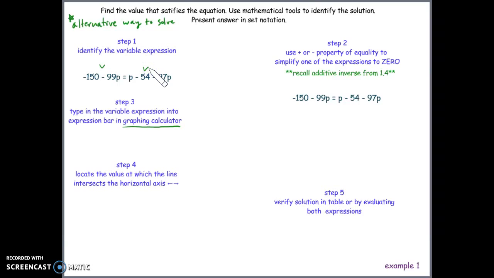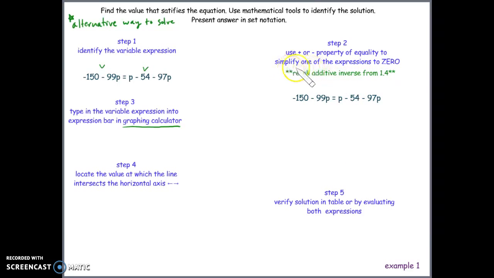So our second step is different. Now instead of making a number side and then eliminating the variable on the number side, our second step is to use the addition or the subtraction property of equality to simplify one of the expressions to 0. So now we're going to have a variable side and a 0 side.